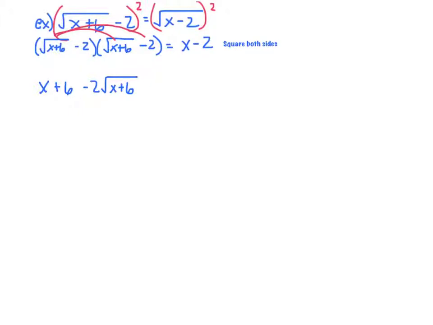Right? So, now we go to the negative 2. Negative 2 times the square root of x plus 6 is the same thing that we just wrote down. Negative 2 square roots of x plus 6. And then finally, negative 2 times negative 2 is positive 4. And all of this equals x minus 2.